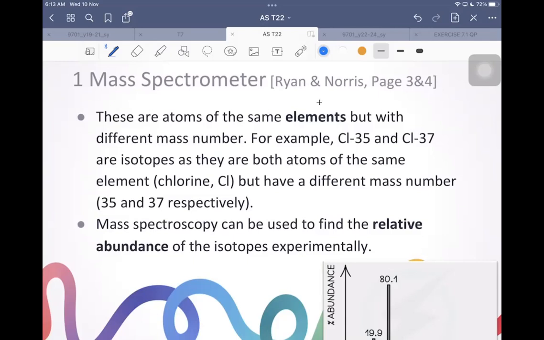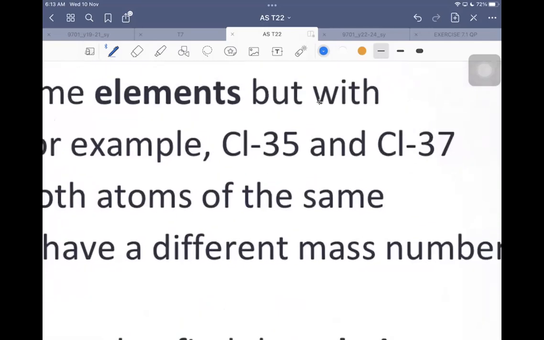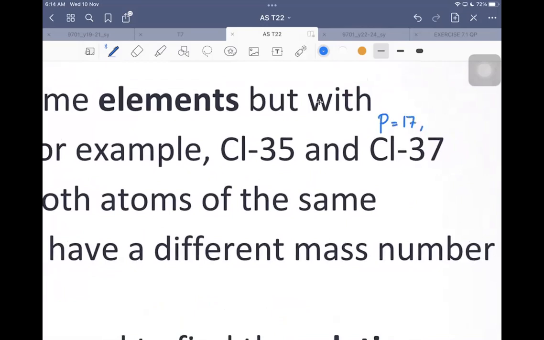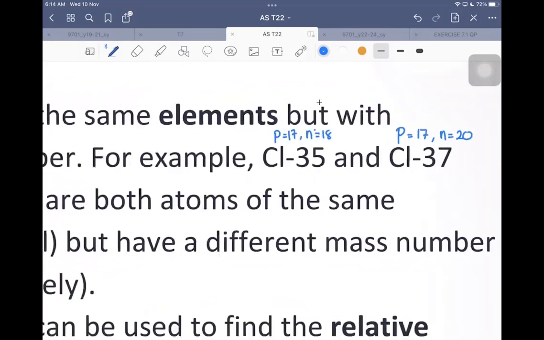If you look at this, chlorine 35 means they have 17 protons and 18 neutrons. If you look at chlorine 37, it means that they have still 17 protons because you cannot change the number of protons of an atom. The moment you change the number of protons, it changes to a different element. Back to chlorine 37, the number of neutrons is 20. I'll just write that down. Proton equals 17, neutron equals 20, whereas for 35, it's proton 17 and neutron is 18.